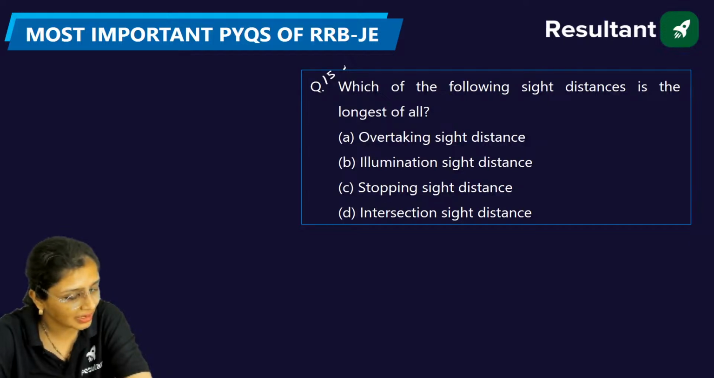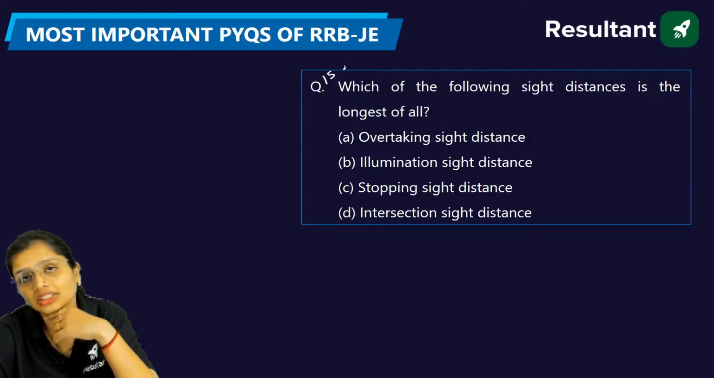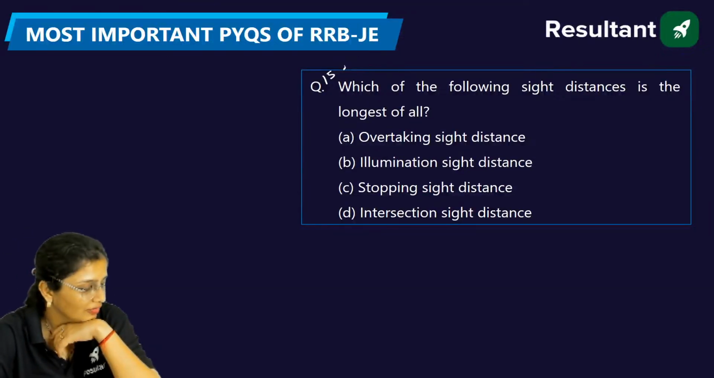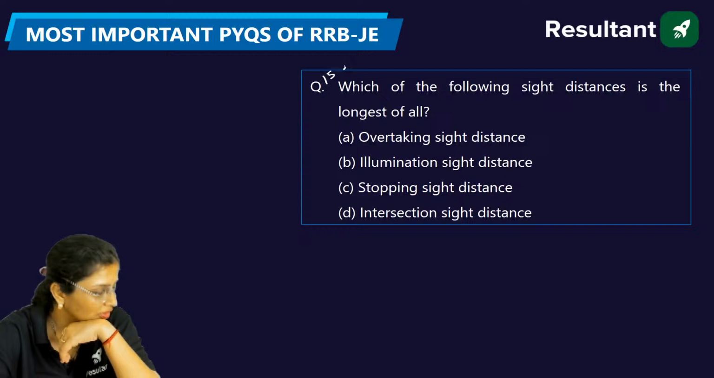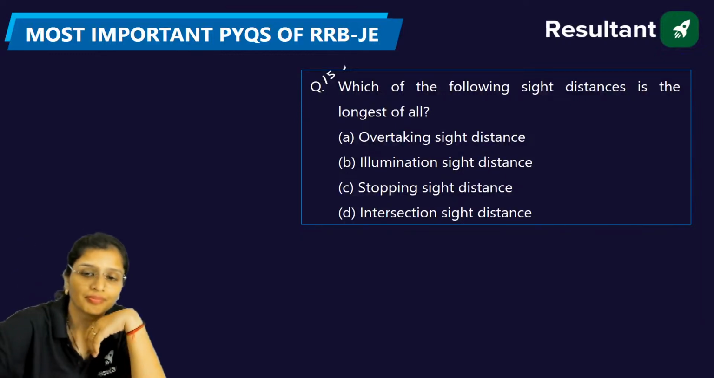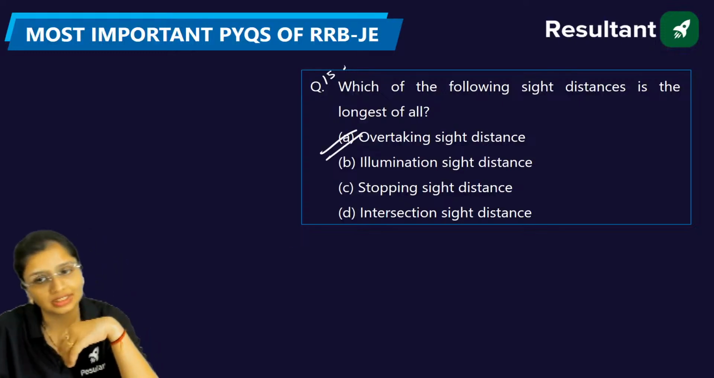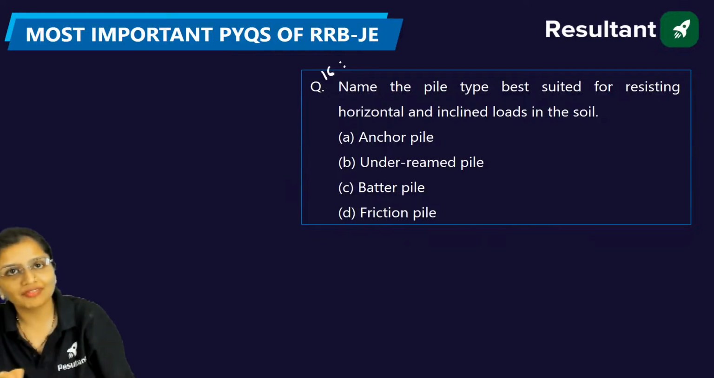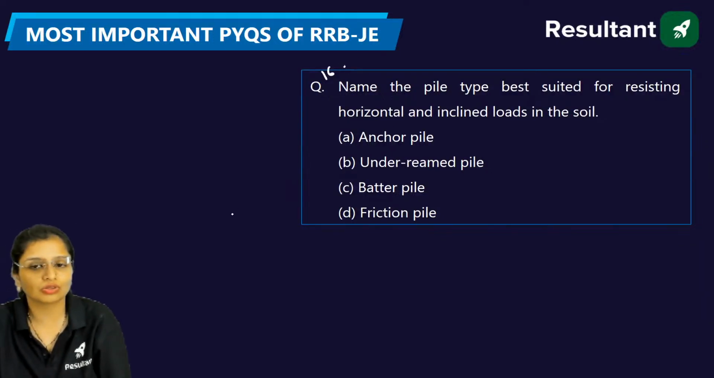What is overtaking side distance? Distance required for a driver to safely overtake the other vehicle traveling with a specified speed. So Pavan, Sonu, everybody has said it wrong. It is overtaking side distance. It is the longest of all the side distance. This is your previous year's question, which was asked when RRB JE was conducted.